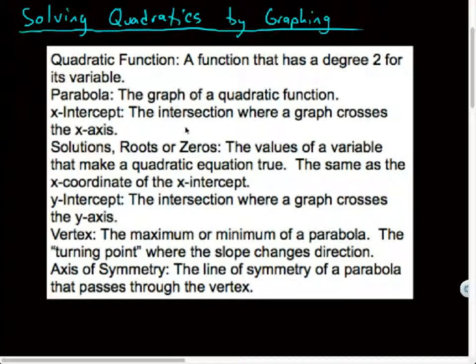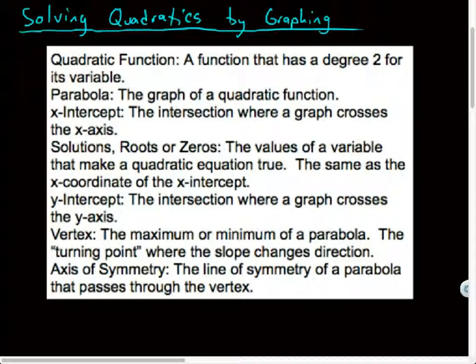So the X intercept is where a graph crosses the x-axis. Solutions, roots, or zeros are the values of the variable that make a quadratic equation true, and they're the same as the x-coordinate of the x-intercept, right? So they're the same. The Y-intercept is where it crosses the y-axis.